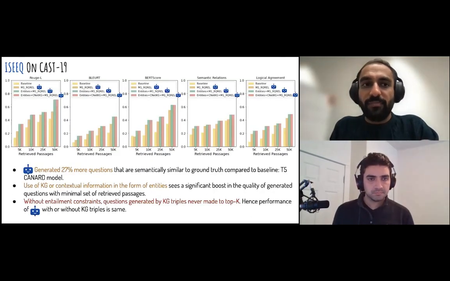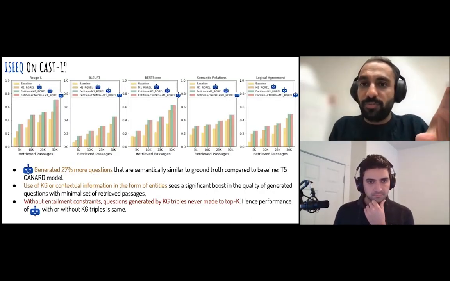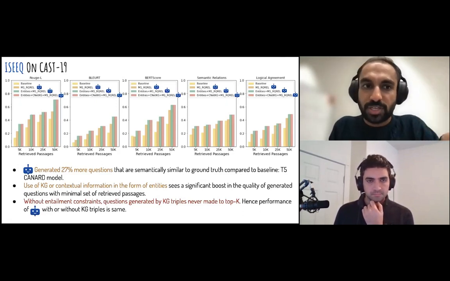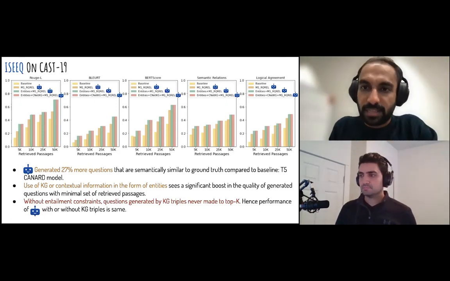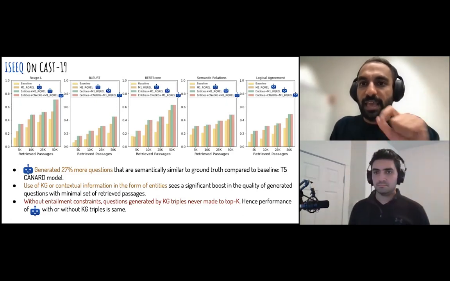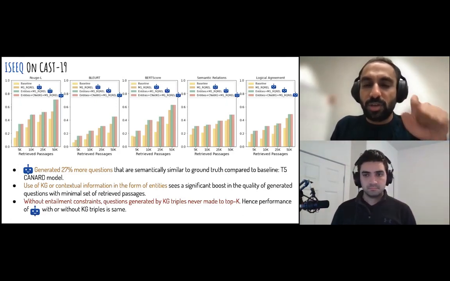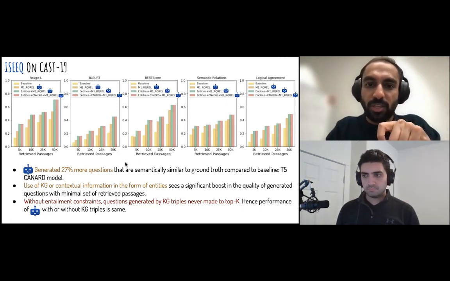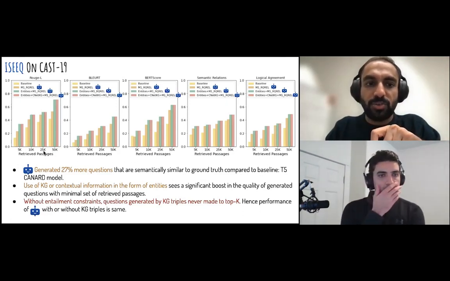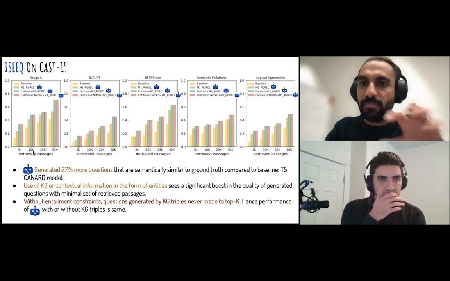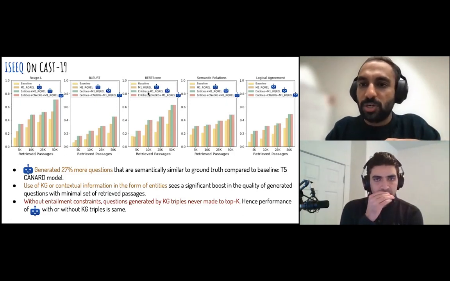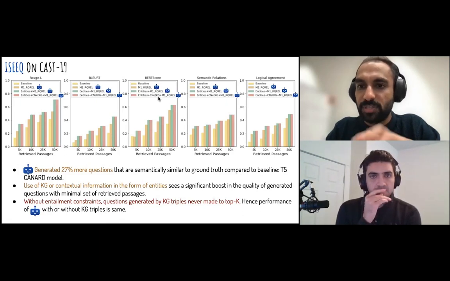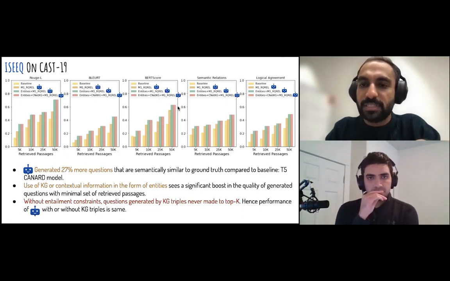So when I ran the first variant of the model on this CAsT-19 dataset, which is a conversational assistance track dataset, what is interesting to note is that at 50,000 passages, 25,000 passages, 10K, whatever number of passages, both the entities model and the entities with the knowledge graph model, the CNet KG, which is the ConceptNet graph, have the same scores. They are not showing any improvement.